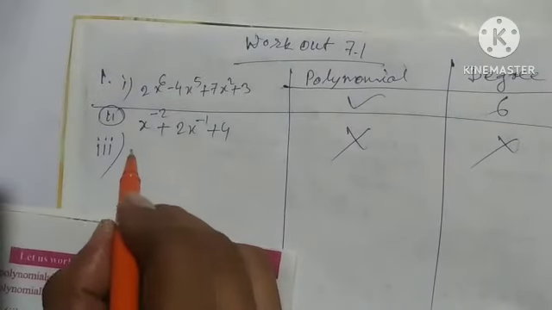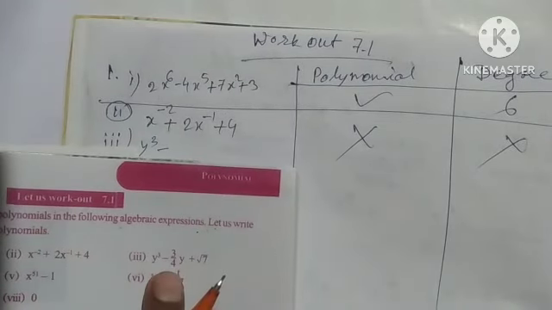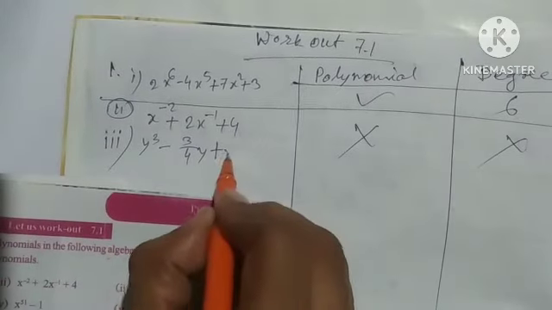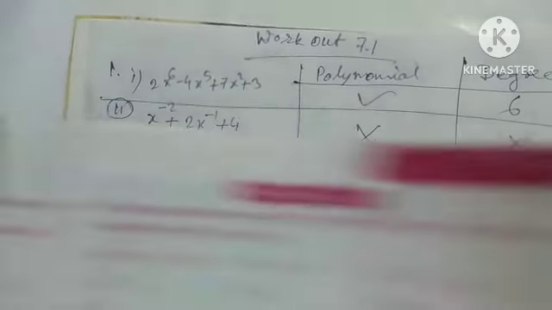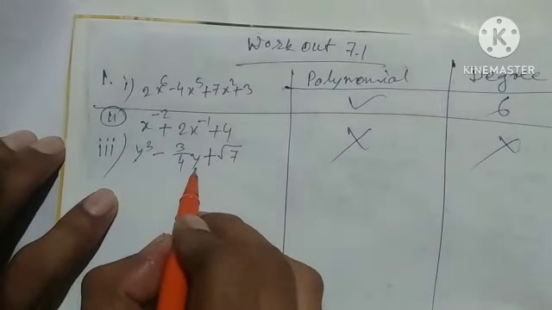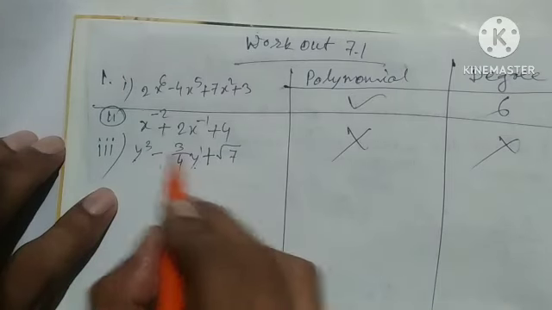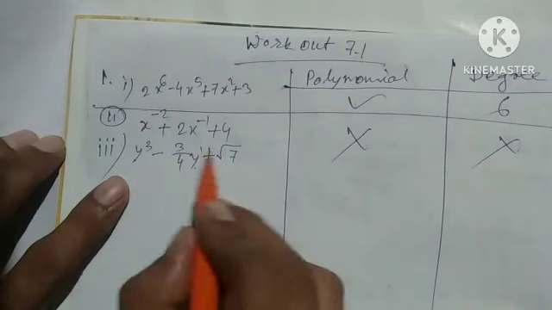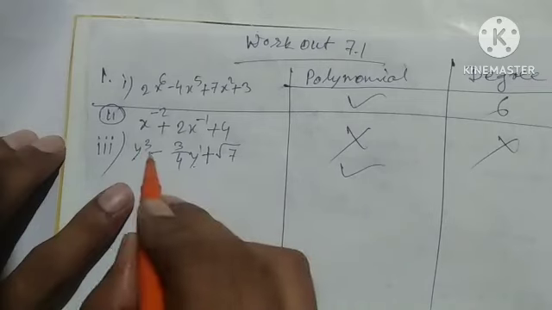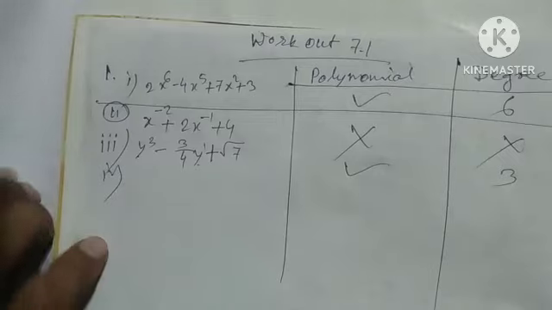y to the power 3 minus 3 by 4 y plus root 7. So here the variable is y, so the powers are 3 and 1, therefore these are whole numbers. 1 and 3 are whole numbers, therefore it is a polynomial and the highest power is 3. So 3 is the degree of this polynomial.